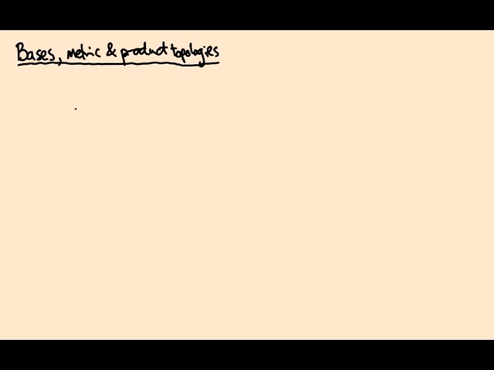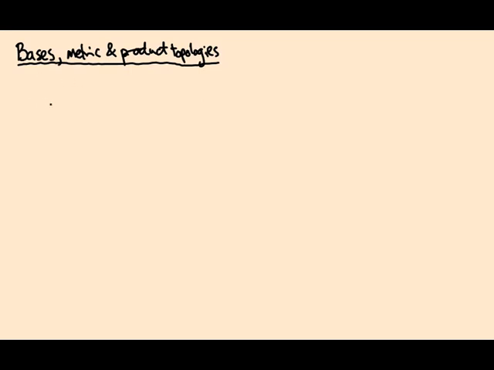In the last video, we defined topological spaces, and remember, a topological space was a set equipped with a collection of subsets that we think of as open sets. And in this video, I'm going to tell you, given a set, how might you specify a topology? How might you pick out the set of open sets?